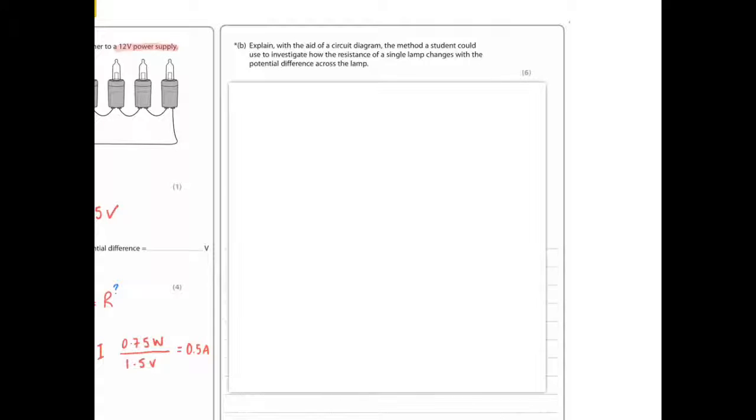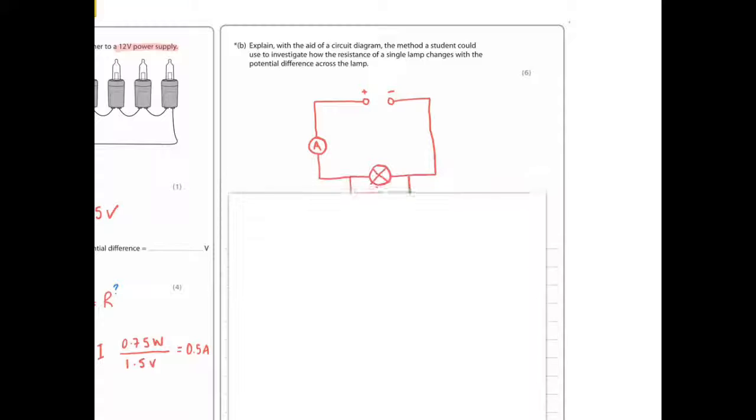Finally, explain with the aid of a circuit diagram the method a student could use to investigate how the resistance of a single lamp changes with the potential difference across the lamp. So a method we have to explain, and you can use a circuit diagram, so that's nice. A method a student could use to investigate how resistance of a single lamp changes with the potential difference across it. So this is our setup.